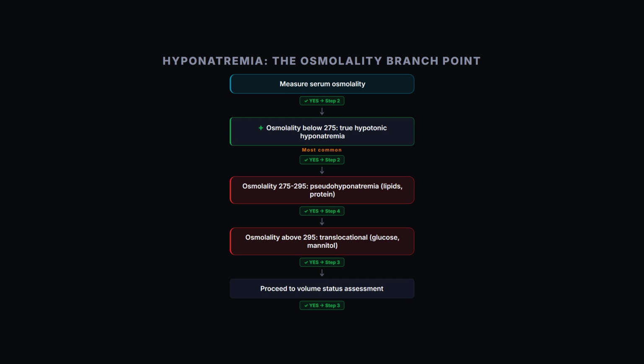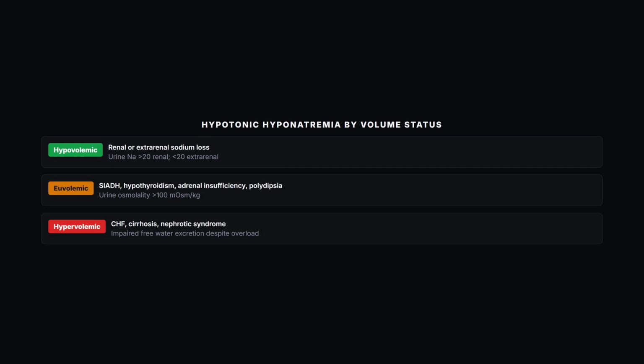Osmolality in the normal 275 to 295 range points to pseudo-hyponatremia from severe hypertriglyceridemia or paraproteinemia, a lab artifact from displaced plasma water. Osmolality above 295 means translocational hyponatremia, most commonly hyperglycemia pulling water out of cells and diluting the measured sodium. Once you've confirmed true hypotonic hyponatremia, volume status does the rest of the sorting.